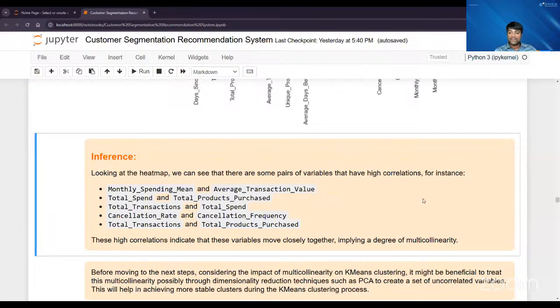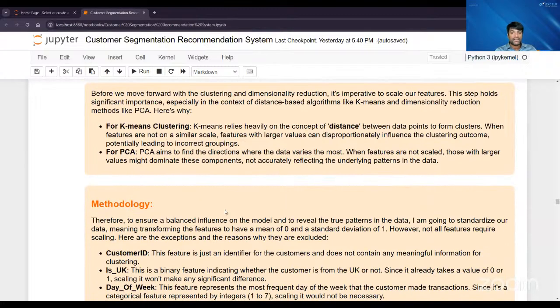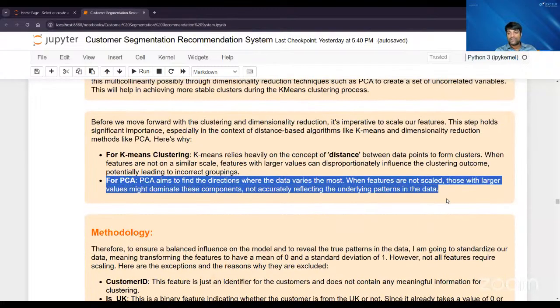To handle that, we apply the PCA method, which is principal component analysis. PCA is a method that aims to calculate the eigenvalues and eigenvectors, and it tries to reduce the dimension of the data. It tries to identify which factors contribute more to the target variable, and it shows the direction where the data is contributing more. So let us apply the PCA part.